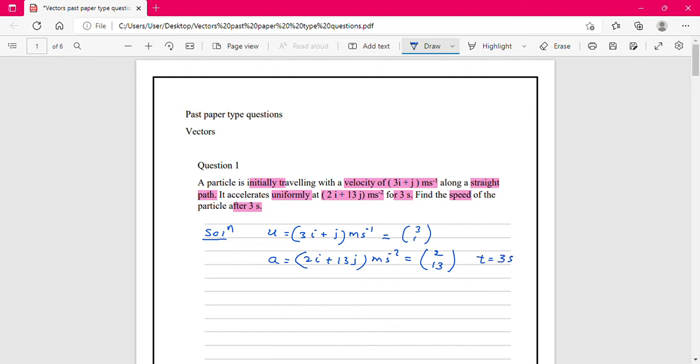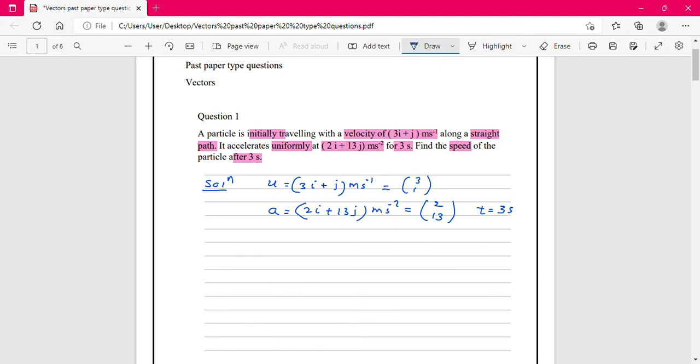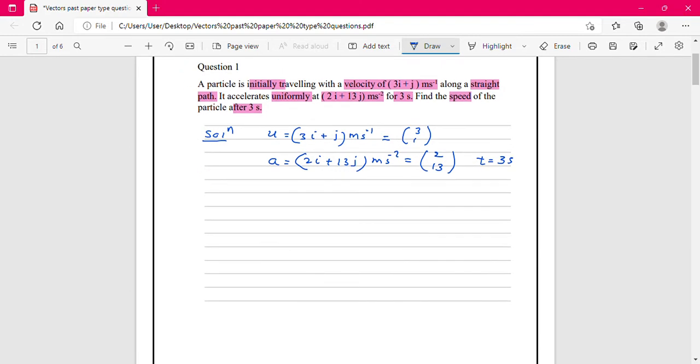Now you have to find out the speed of the particle after 3 seconds, and as the particle is traveling along a straight path, the speed is nothing but the magnitude of velocity. So first you will find out the final velocity after 3 seconds. Now, which is the best suited equation of motion here? Your SUVAT equations. u is known, a is known, t is known. You are finding v. So obviously v = u + at.